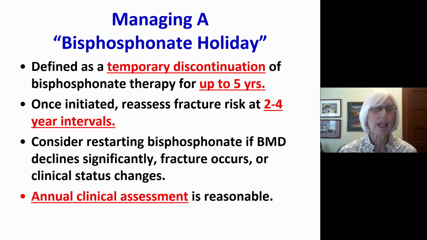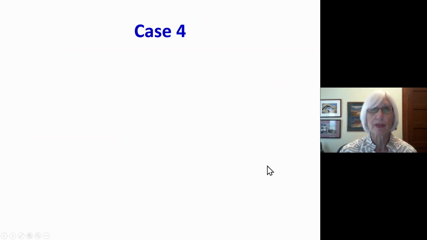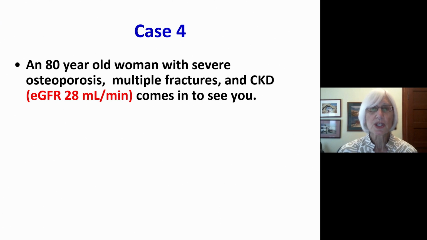They've now developed temporal arteritis and they've been put on high-dose steroids. They have breast cancer and they're on an aromatase inhibitor. All of these things change the calculation. And I would always see my patients back once a year for a clinical assessment. Have they fallen? Have they fractured? What's changed in their health? Let's move on to case 4.